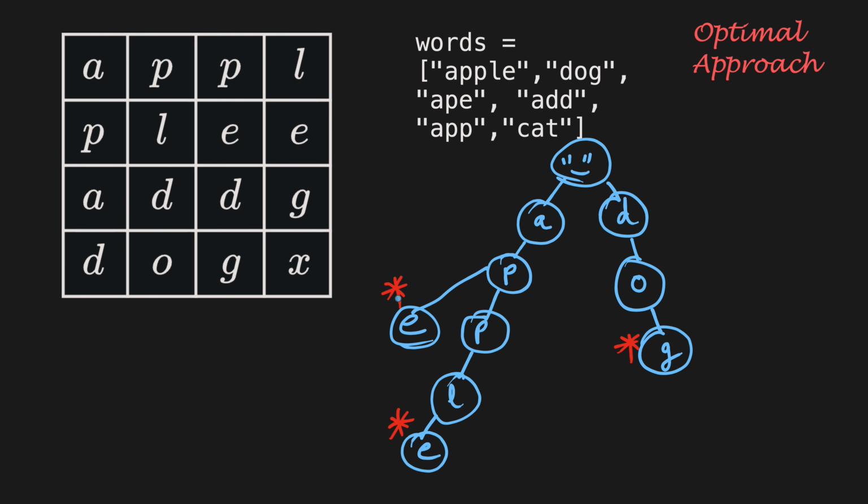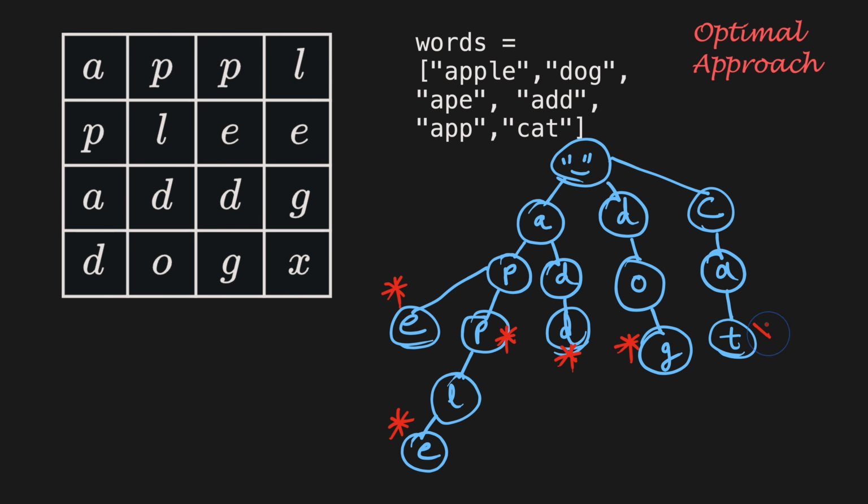Next we insert add, then app. For app, the entire path APP exists. All we have to do is mark the second P node as a word end. And finally we insert cat. And since there is no existing path, it gets its own branch from the root. And now that we have our trie, we are ready for the magic.